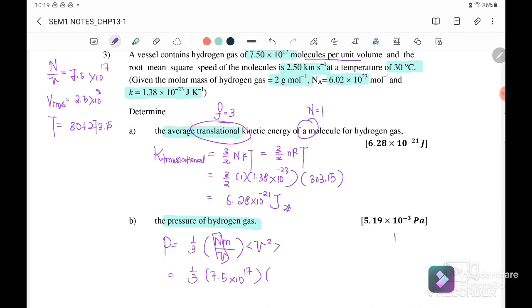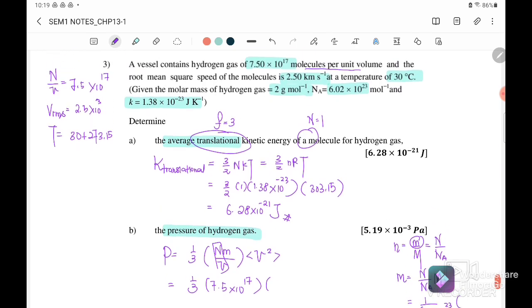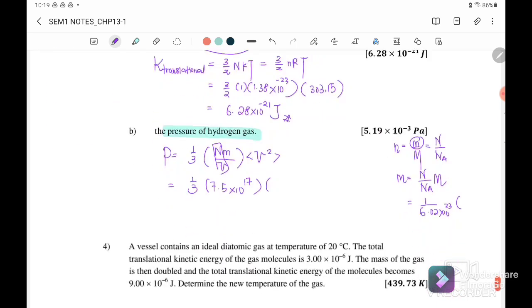Since the number of moles is equal to mass per molar mass and also equals number of molecules per Avogadro's number, we can find the mass by using the number of molecules per Avogadro's number times the molar mass. Our number of molecules is 1, Avogadro's number is 6.02 times 10 to the power of 23, and the molar mass for hydrogen is 2 gram. So 2 gram I convert into kg. The mass of the hydrogen gas is 3.32 times 10 to the power of negative 27.